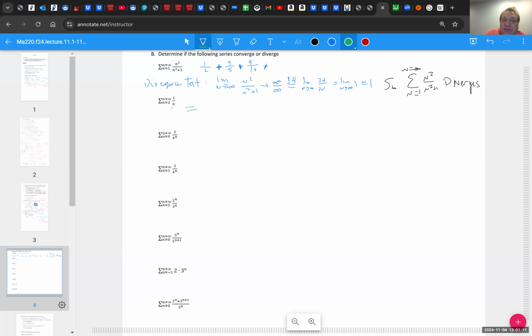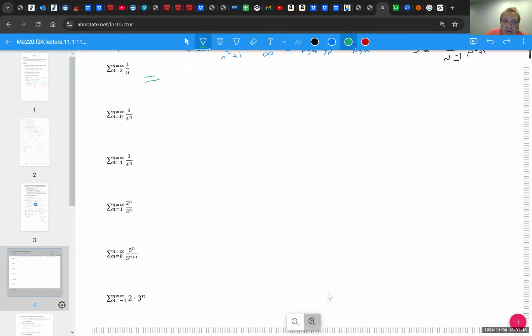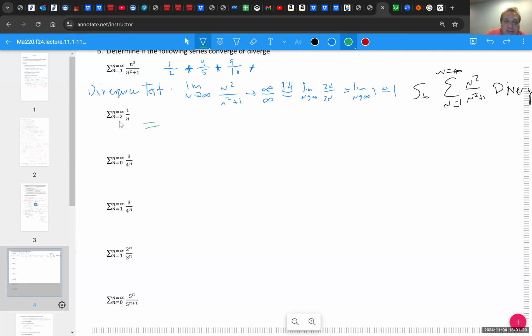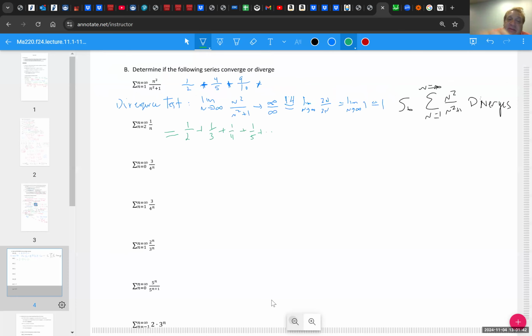So we start at n equals 2, by the way. We're not starting at n equals 1. You can see very well, if you have very good eyesight, or if you zoom in here, that we're starting with n equals 2. So we're getting 1 over 2, 1 over n, where n starts at 2, and then n is 3, n is 4, n is 5, etc. So that's the series from n equals 2 to infinity of 1 over n. All right, let's try the divergence test.